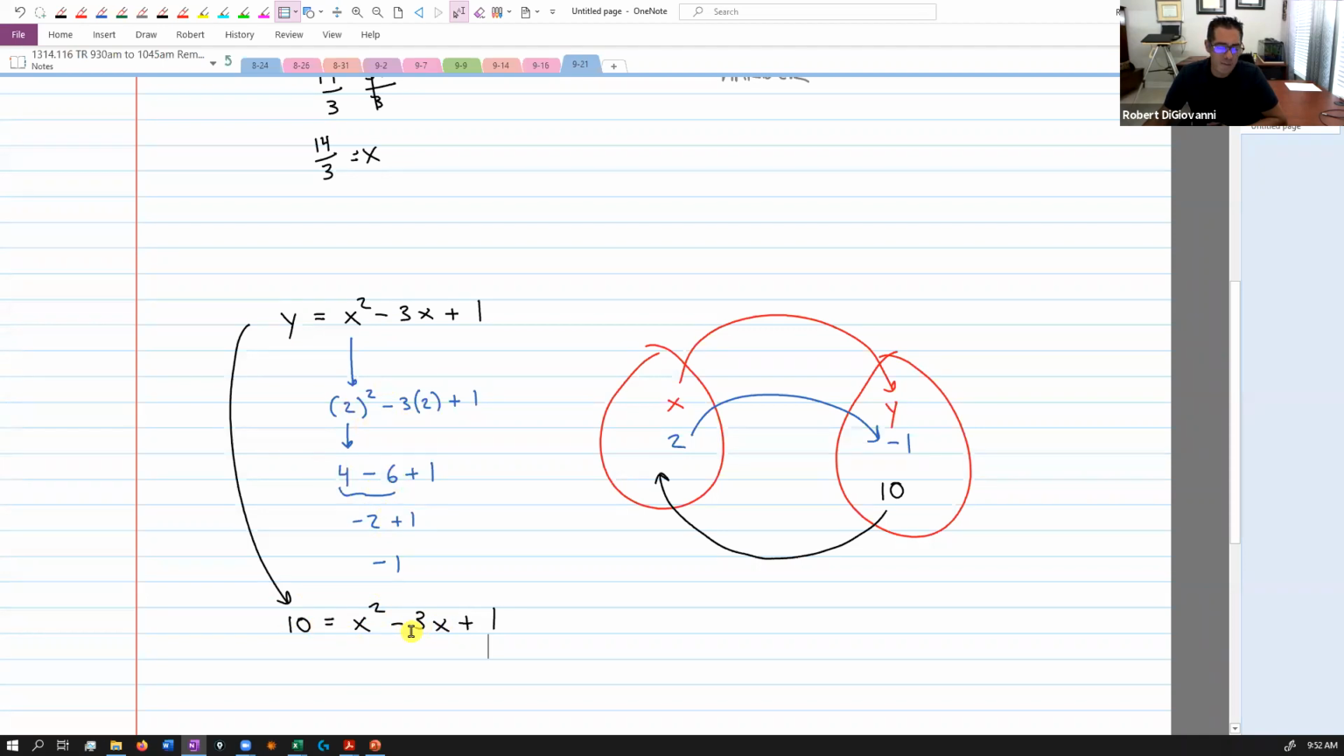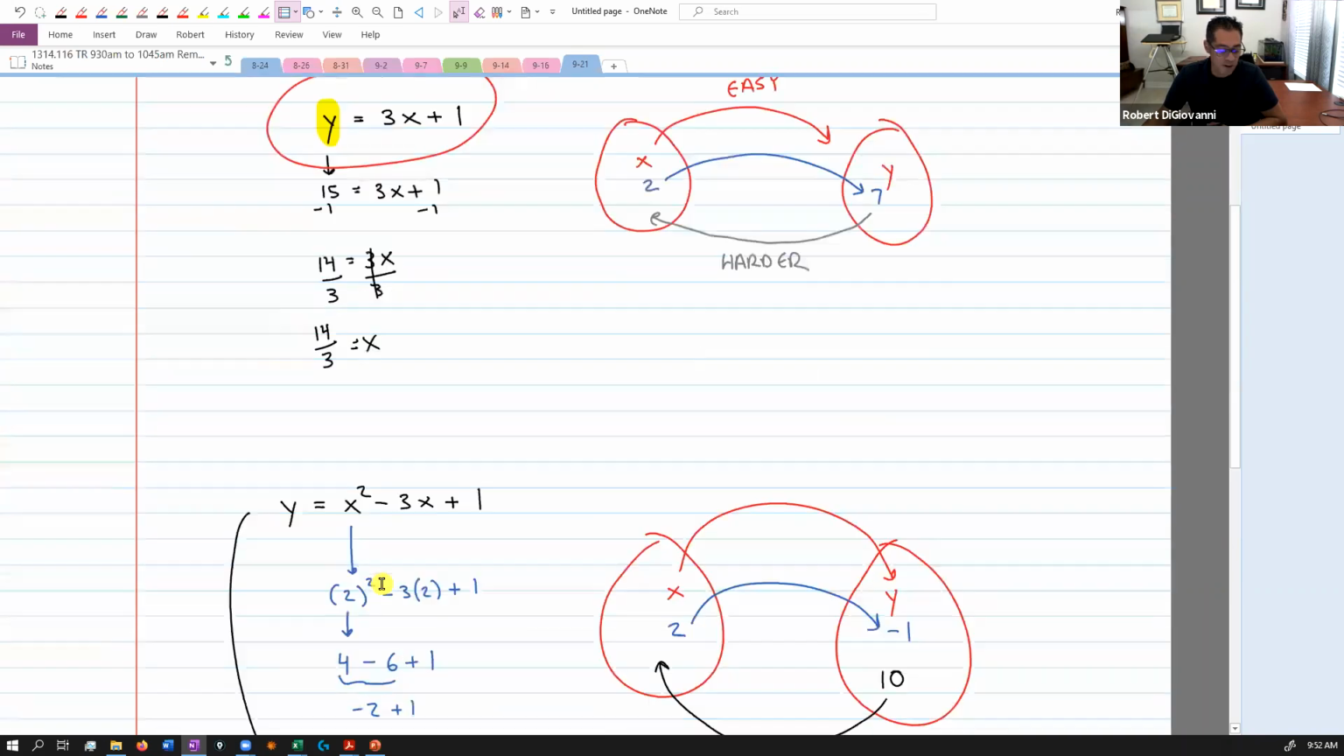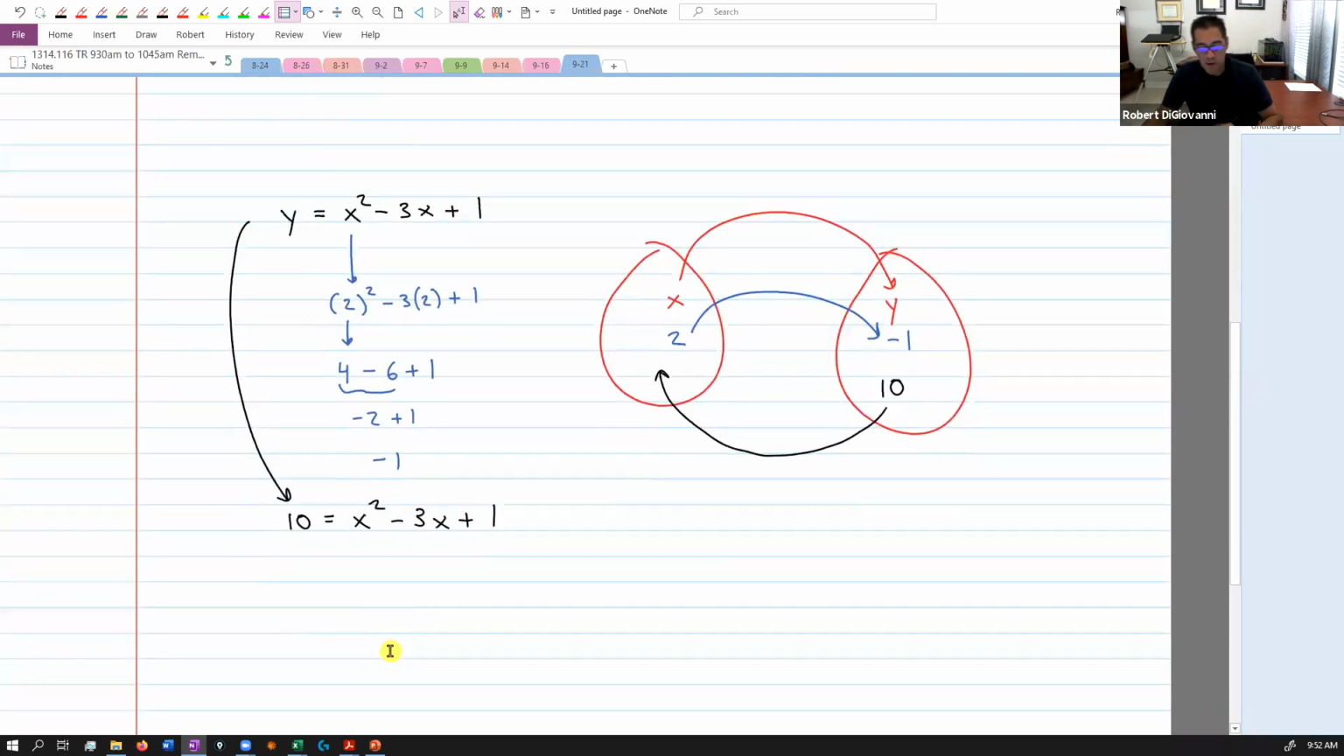Not so easy. The problem before, we could do it because we could just move things around and get x by itself. But this is much harder. This is actually really hard to do. And this up here, again, was somewhat easy. Yes?